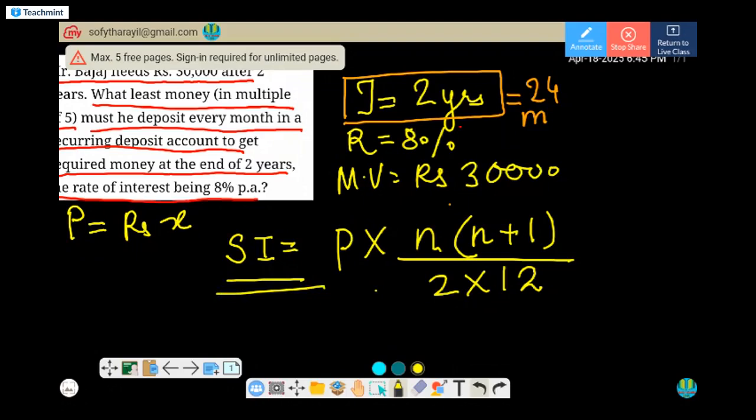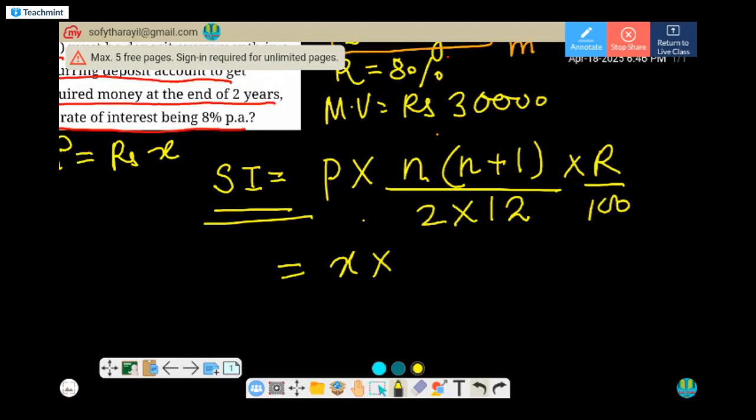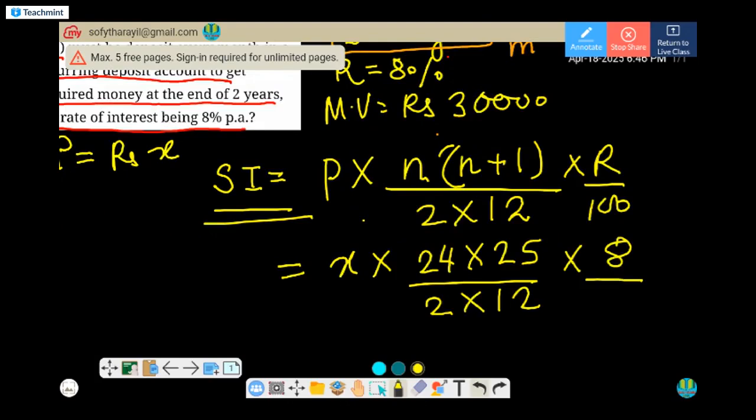Now we don't know the SI. Let us keep it as it is. P we can take it as X. N is taken 24 and N plus 1 is 25. So that's going to be 24 into 25. And you can just write 2 into 12 at the bottom. R value is 8 and this is 100. Come on, simplify this and tell me what is the value you're going to get. We'll be getting that X also. Solve it and tell me.